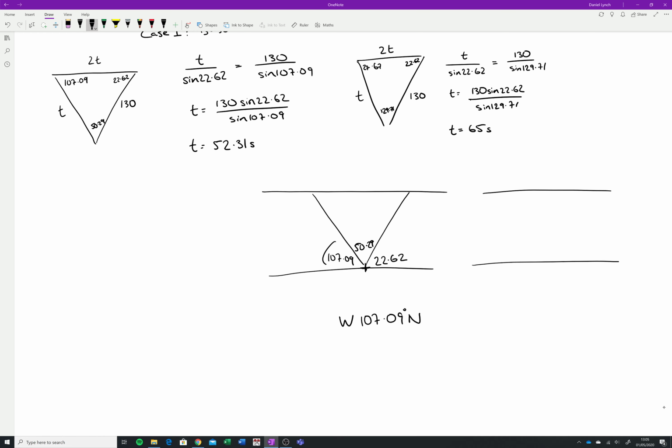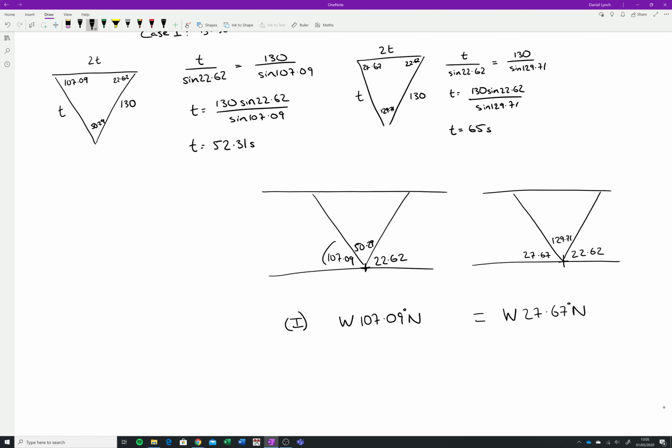And our other case, again not to scale, 22.62, and what was this guy? This was 129.71. Oh yeah, of course we already had that, so that's handy. 27.67 degrees is what we would say, so the direction in which they should head is west 27.67 degrees north, based on that. So there you have it.